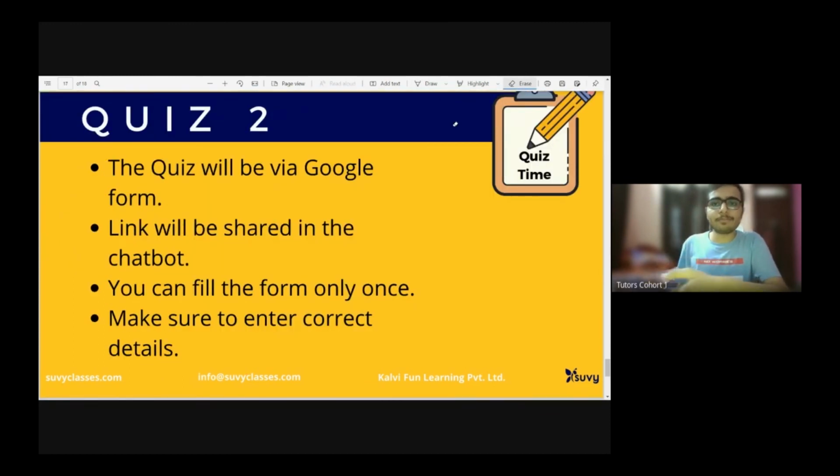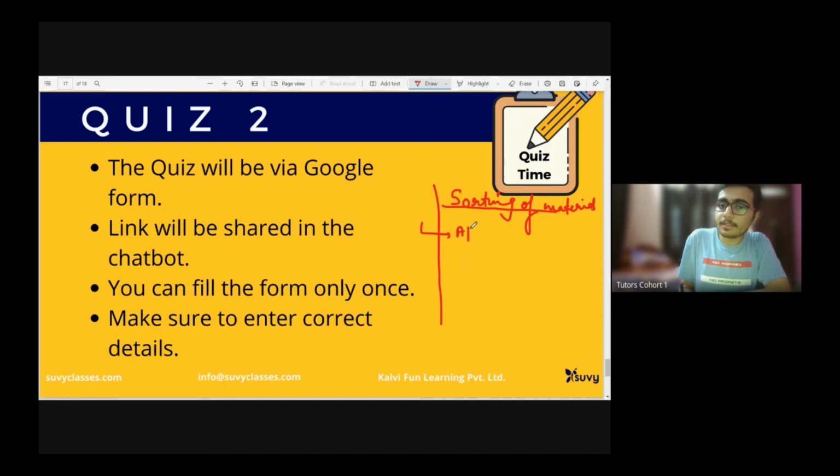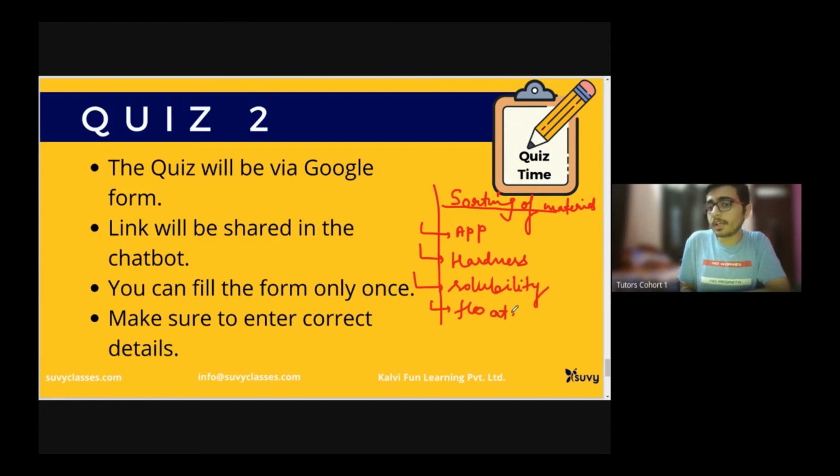Now, we have come up very fast here, since unit 2 was very short, I guess. So let's recap what we have discussed so far. We have discussed sorting of materials on the basis of appearance, on the basis of hardness, on the basis of solubility, on the basis of floating in water, floatability, I can say floatability.